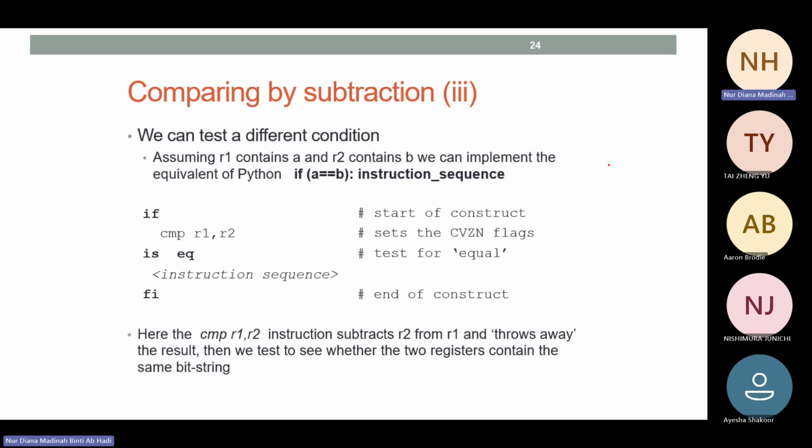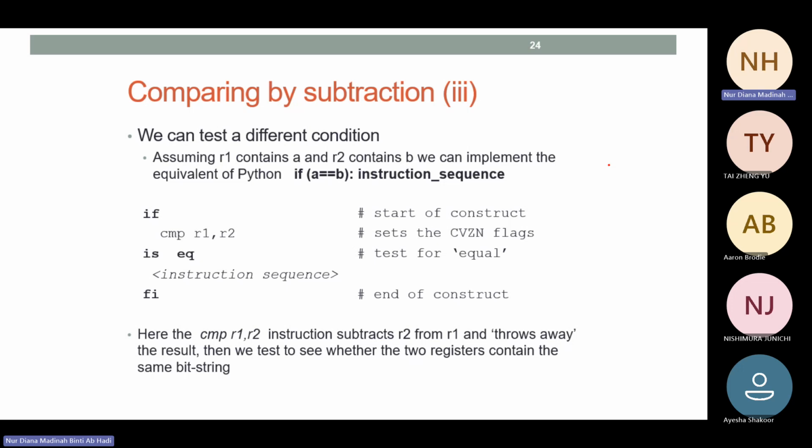So we can implement the equivalent of the pattern if A equal to B. Then you're going to have the instruction sequence. So if CMP R1, R2 is equal, what will be the instruction done, and then you end the loop. Here you will compare R1, R2, which instructs to subtract your R2 from R1 and throw away your results.